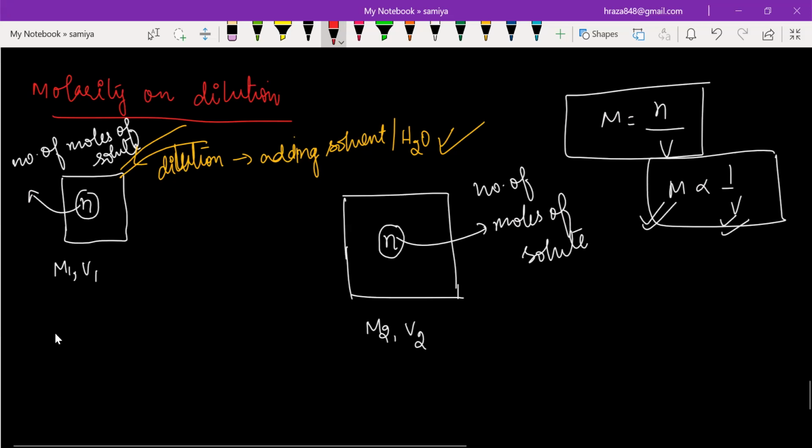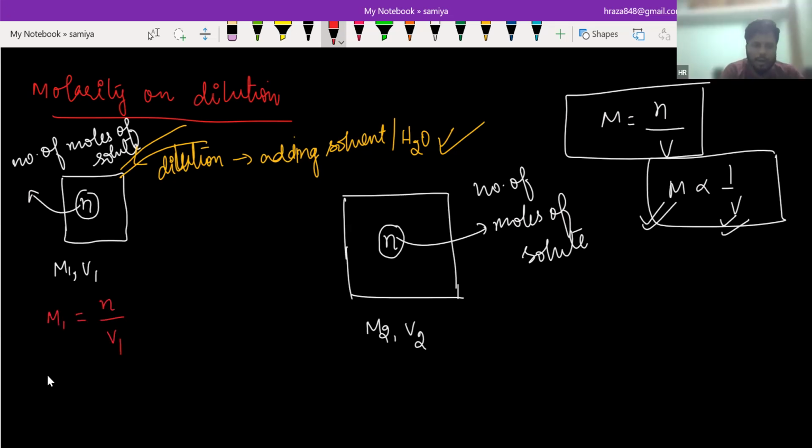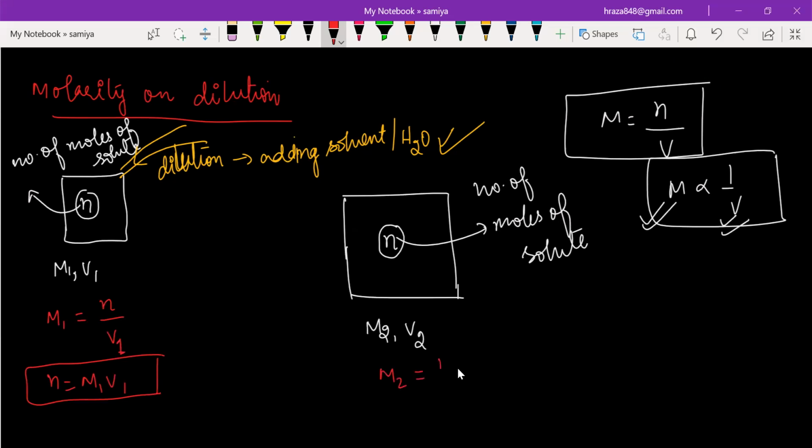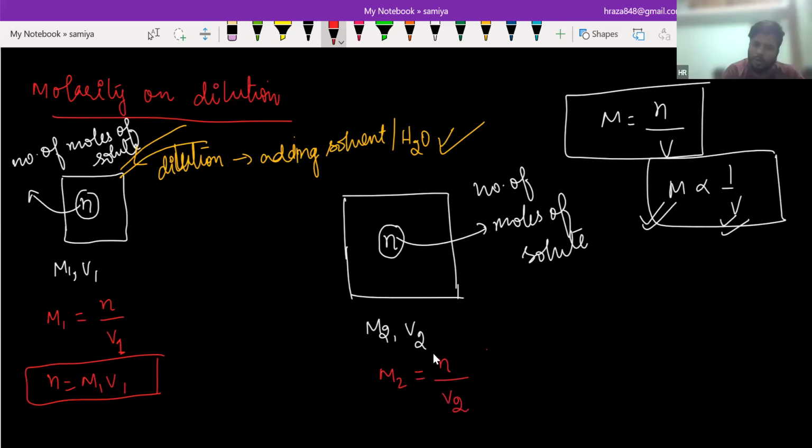Now here I am going to introduce M1 equal to N upon V1, and N is equal to M1 V1. Molarity is equal to number of moles upon volume of solution, which is V1. In the same way, M2 will be equal to number of moles of solute upon volume of solution V2, and we can also write N is equal to M2 V2.